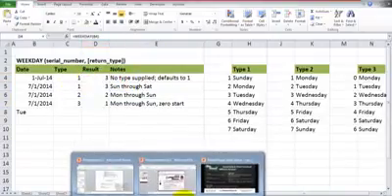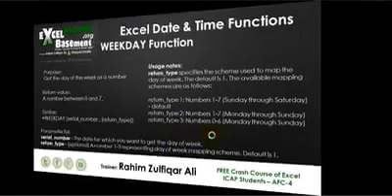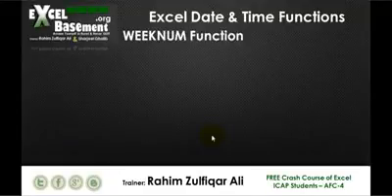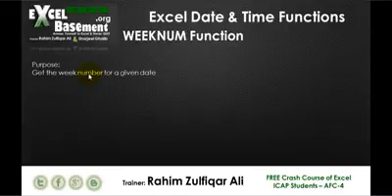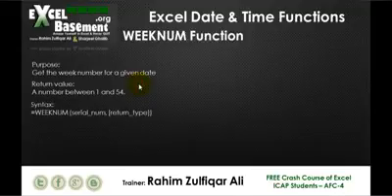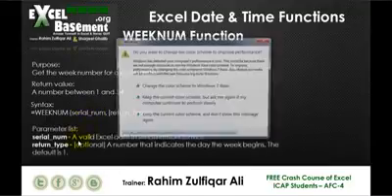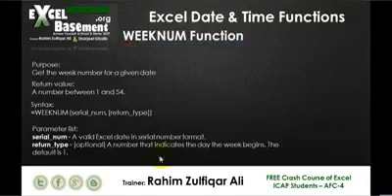Okay, let's jump to the final and last function, that is WEEKNUM. The purpose of WEEKNUM is to get the week number for a given date. The parameter list is the serial number, a valid Excel date in serial number format, and then return type, which is optional, a number that indicates which day the week begins. The default is always 1.